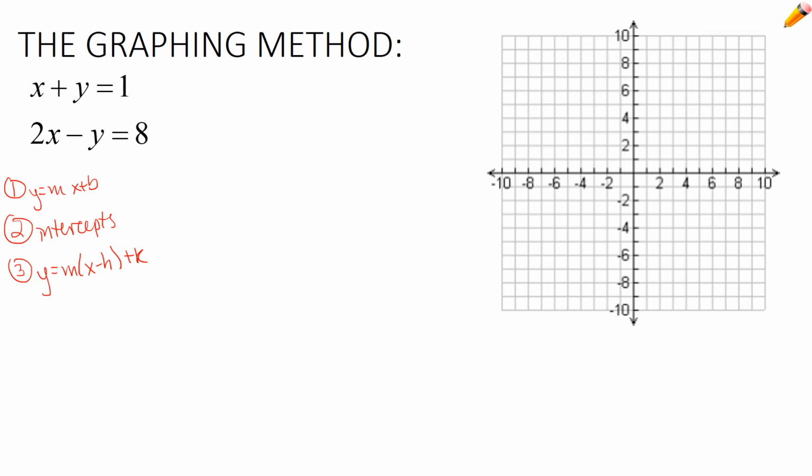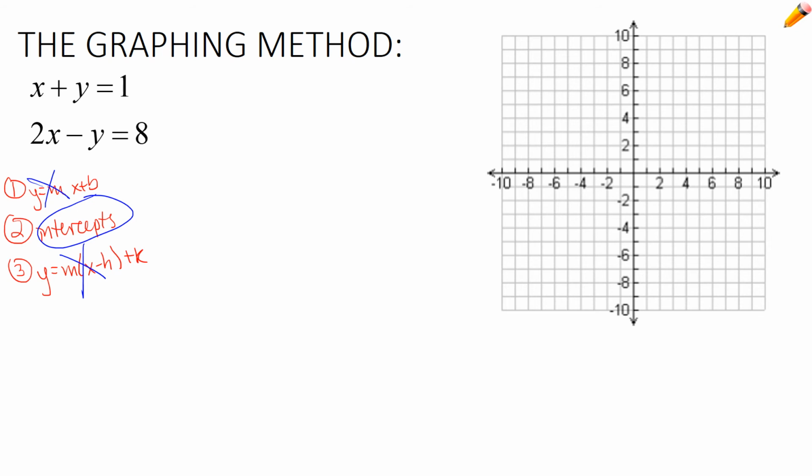So we need to ask ourselves which method out of the three that I wrote down is the best way to solve. Well, is it already in the form y is equal to mx plus b? Nope, not for either of them. And is it in the translated form? Is there some x minus h plus k with parentheses? Nope.